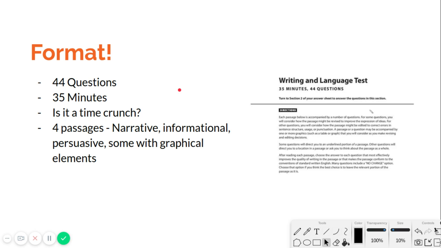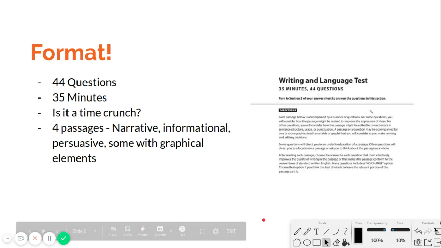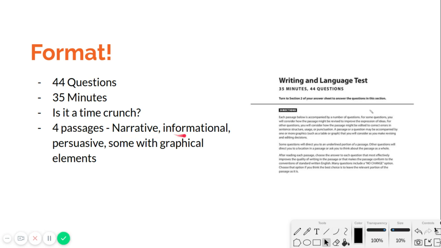Speaking of which, the writing section is all based on passages, just like the reading section. But don't worry, if you're not too good at the reading section, writing is usually a lot more straightforward. There are 4 passages on each test that sometimes include graphics like tables, graphs, or charts, but no math is required for SAT writing. The passages consist of 1 nonfiction narrative passage, 1 to 2 informational texts, and 1 to 2 argumentative or persuasive pieces. And like I mentioned before, some have graphical elements.